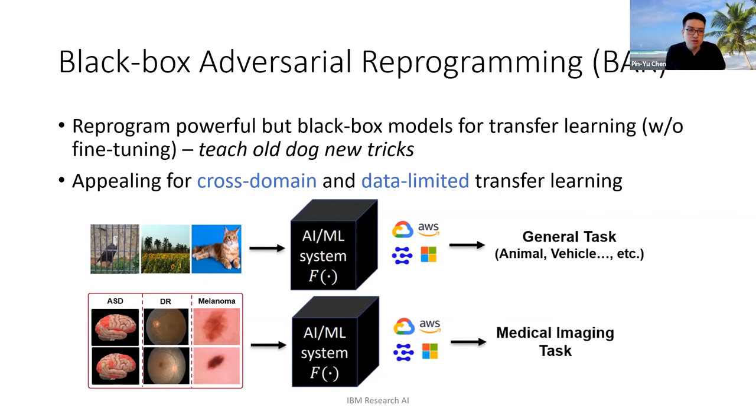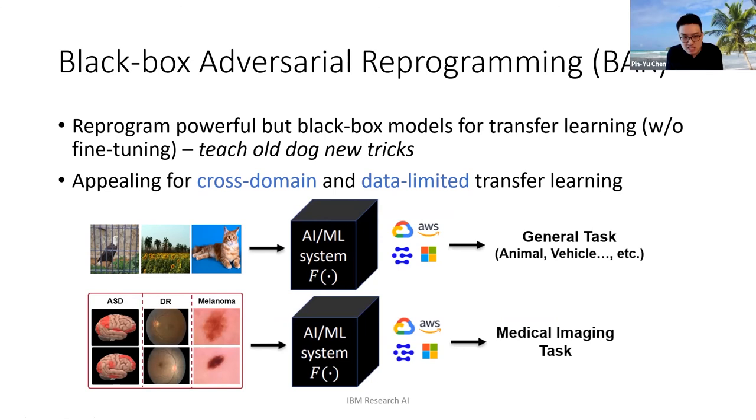No fine-tuning is possible because we don't know the model architecture and we don't know the model weights. And we found it's a very effective method for cross-domain transfer learning in a data-limited regime. This is what I describe as a black box model: you are allowed to give any data input and observe the output, just like an API function, but you are not able to see what's inside that black box model.